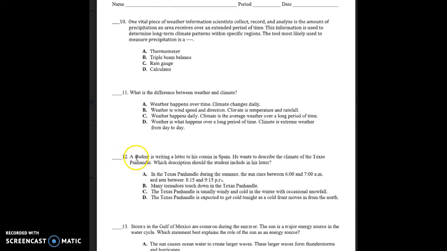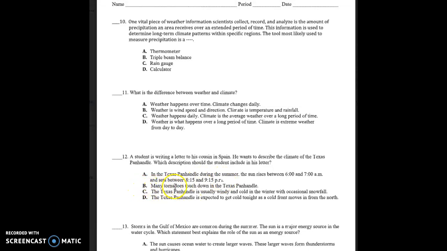Number 12. A student is writing a letter to his cousin in Spain. He wants to describe the climate of Texas Panhandle. Which description should the student include in his letter? A. In the Texas Panhandle during the summer, the sun rises between 6 o'clock and 7 o'clock a.m. and sets between 8:15 and 9:15 p.m.